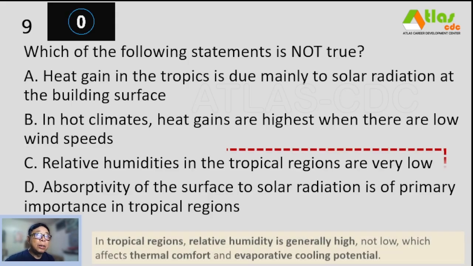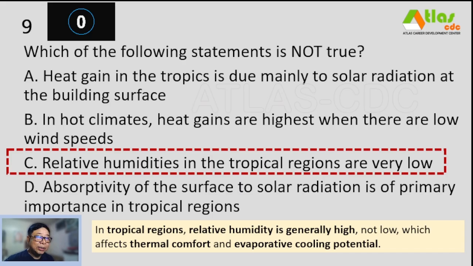And our correct answer is letter C. Relative humidities in the tropical regions are very low. So in tropical regions, relative humidity is generally high, not low, which affects thermal comfort and evaporative cooling potential. So hindi tama yung very low.